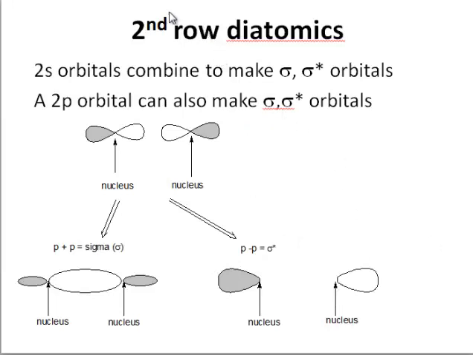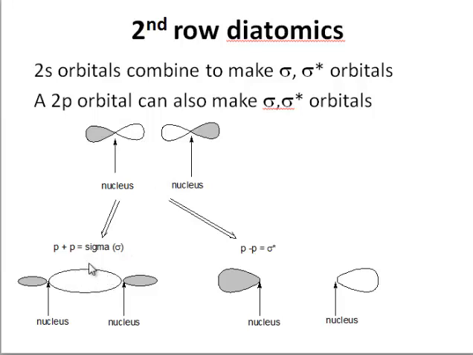If you can work with orbital diagrams for the first row, there is a straightforward generalization to diatomic molecules made up of atoms in the second row of the periodic table. For example, a pair of 2s orbitals combine to make sigma and sigma star orbitals. I'm considering the 2s orbitals because the 2s orbitals and the 2p orbitals are the valence orbitals in this case, the ones involved in bonding. A 2p orbital can also make sigma and sigma star orbitals. In other words, 2p orbitals in a molecule can combine to make a sigma bonding orbital.